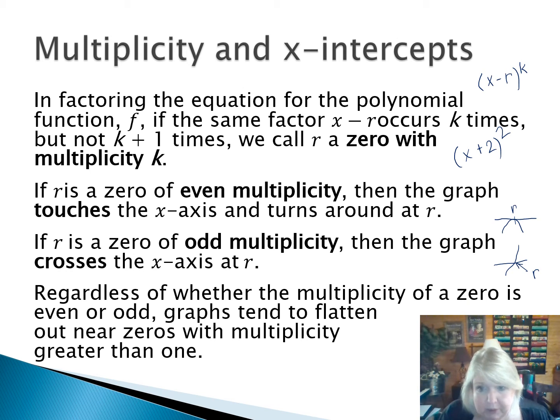Regardless of whether the multiplicity of a 0 is even or odd, the graphs tend to flatten out near zeros with multiplicity greater than 1. They tend to flatten out. That is, not go horizontal, but see how I kind of slowed it down and picked my speed back up there? That's what happens if you have a multiplicity greater than 1.